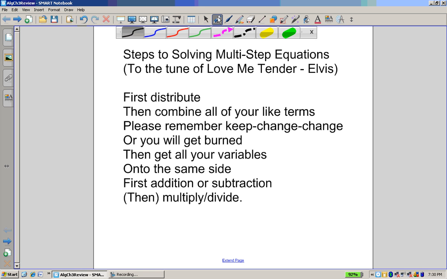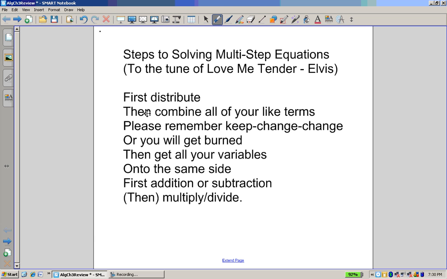So, we're going to review for Chapter 3 in Algebra. We're going to do some multi-step equations. Those of you that are in my class, you're familiar with the song that I use. It's to the tune of Love Me Tender. That's an Elvis song. You're welcome to look it up on YouTube. But the tune basically goes like this. I use it to review with my students. If you don't like the song, just fast forward.